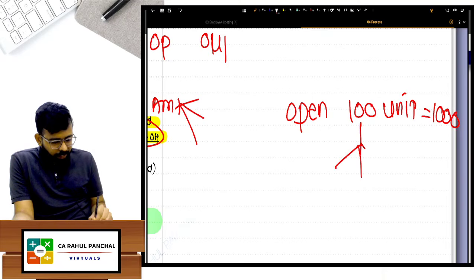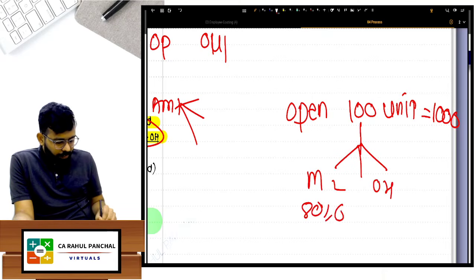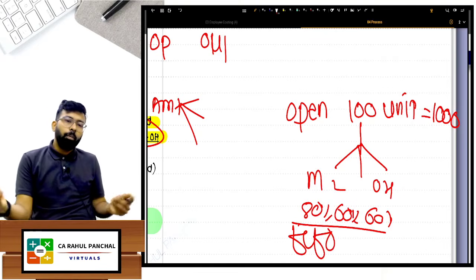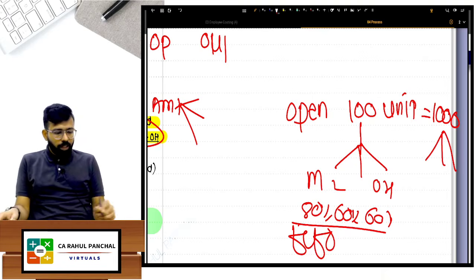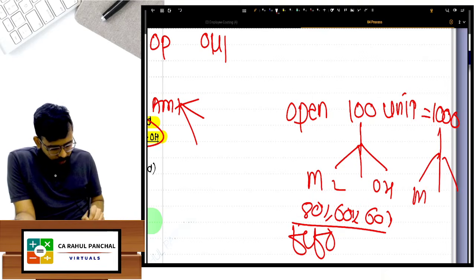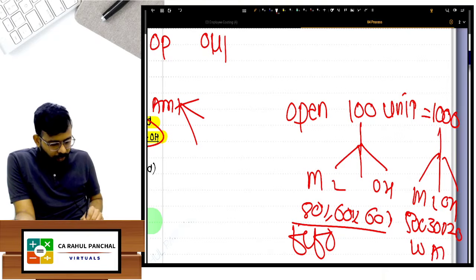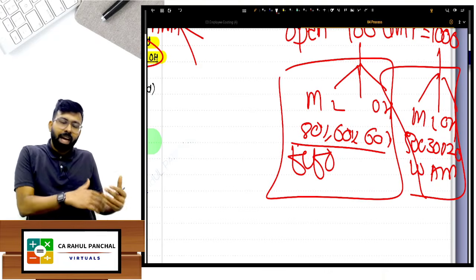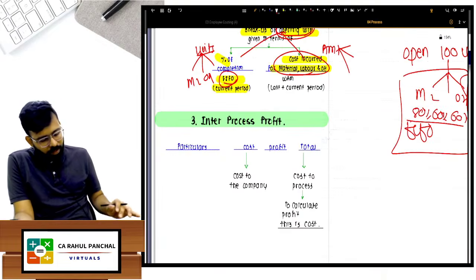If it is given like this, in this case material, labor and overhead work done is 80, 60, 60, only this much is given, then you have to follow FIFO. You cannot follow VAM, it cannot happen, there is no bifurcation. But if there is a bifurcation that out of 1000, material is 500, labor 300, overhead 200 in amounts, then you have to follow VAM. Sir, if both are given, then it is your wish. If any one is given, you have to go with that. If both are given, you can follow any method.